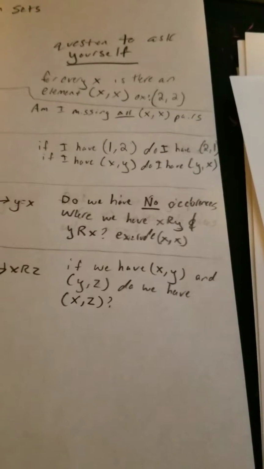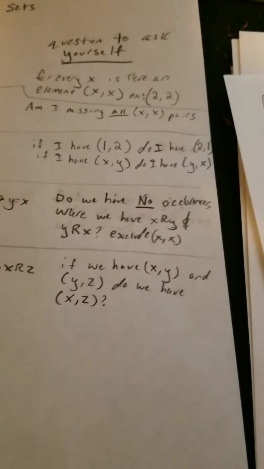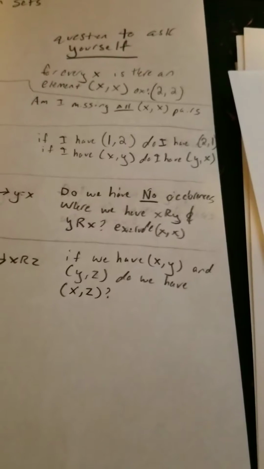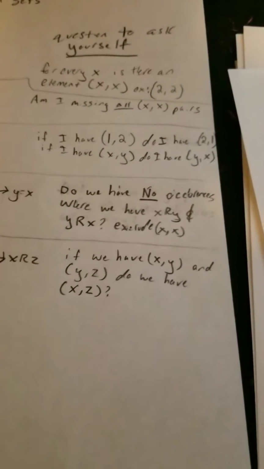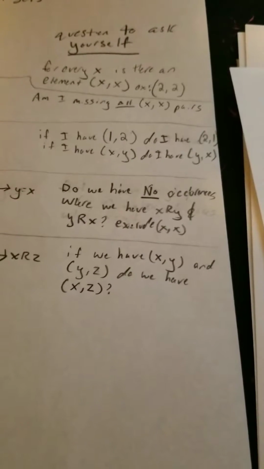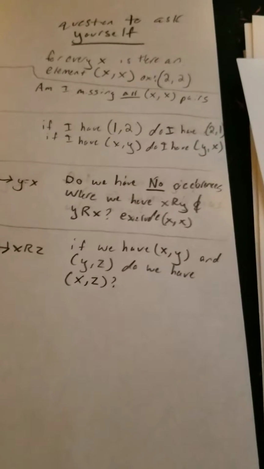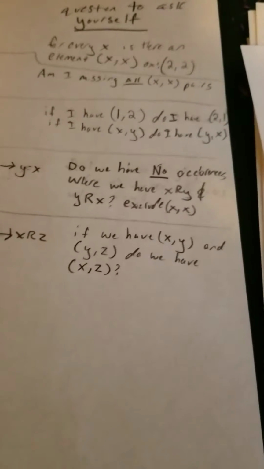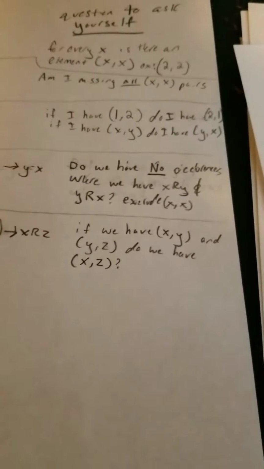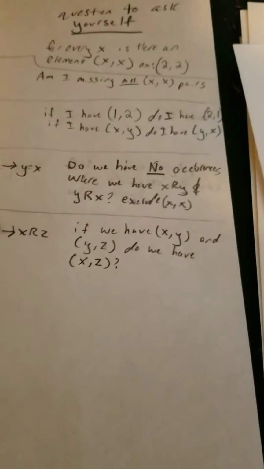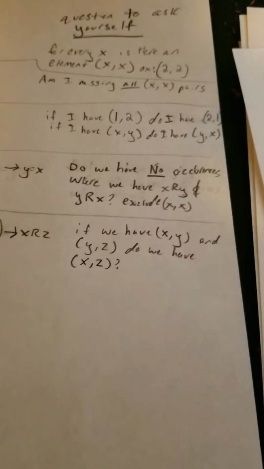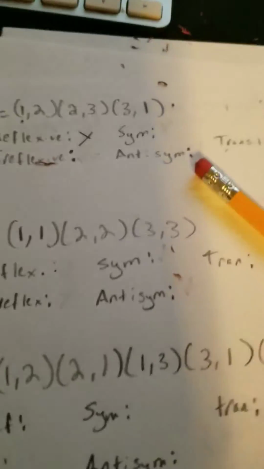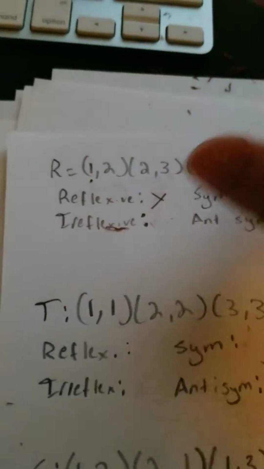For symmetry, if I have an element x comma y, do I have a corresponding element y comma x? For antisymmetry, we ask ourselves, do we have no occurrences where we have an element x comma y and y comma x? Are there no occurrences of this excluding when x equals y? And finally, for transitivity, if we have the element x comma y and the element y comma z, do we have a corresponding x comma z element? And to drill these home, we're going to do some examples.